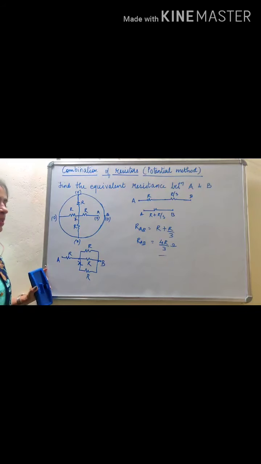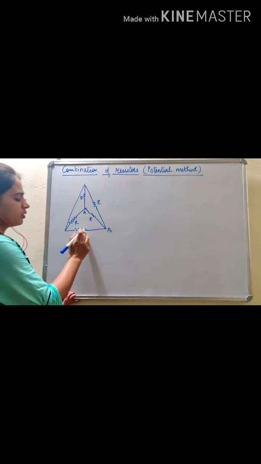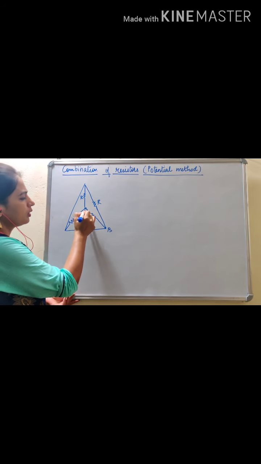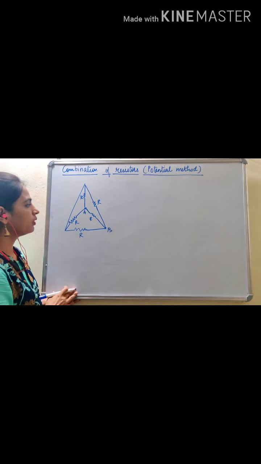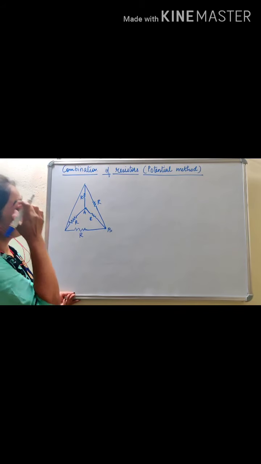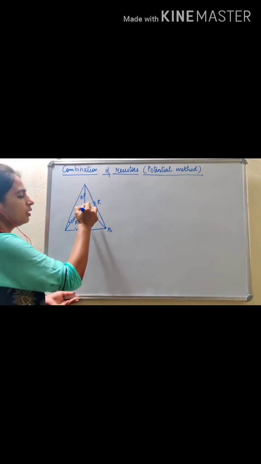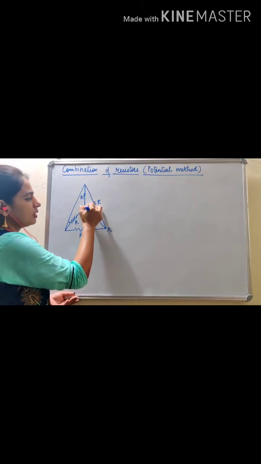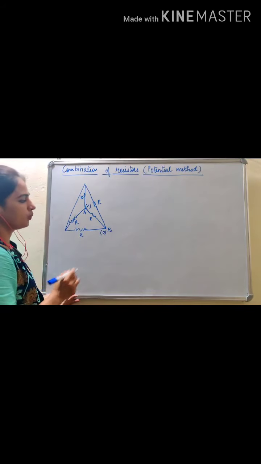So this is about this question. Let's take the next question. The next question goes like this. Here this is point A and this is point B and this is a star shaped network given to you, and here again you can't find the resistors in series or parallel, so we use the potential method. Point A will be considered at potential V, point B will be considered at potential 0.